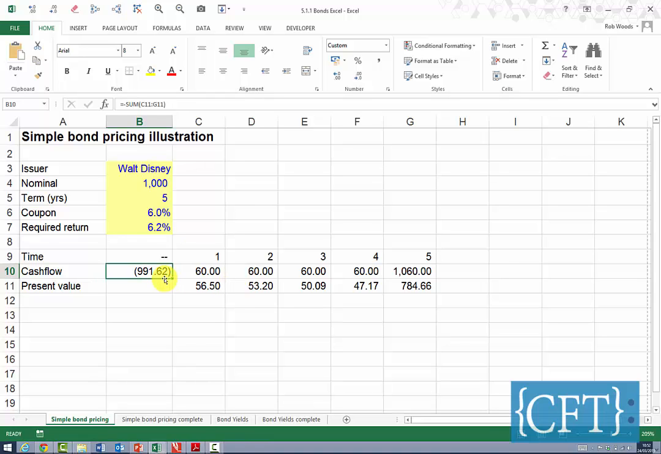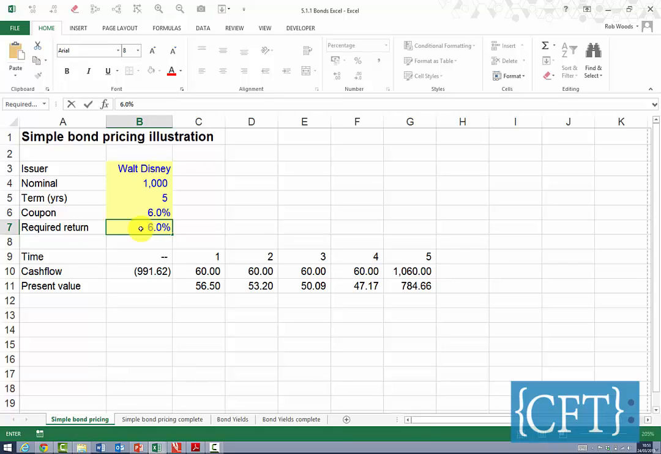Now to start thinking about this, the investor required 6.2%. The bond was offering 6% of 1,000. So by paying less than 1,000, the return you actually achieve is higher than the 6%. And just before we leave this spreadsheet, I'm just going to change this to 6.0. So the required rate of return now is exactly the same as the coupon.